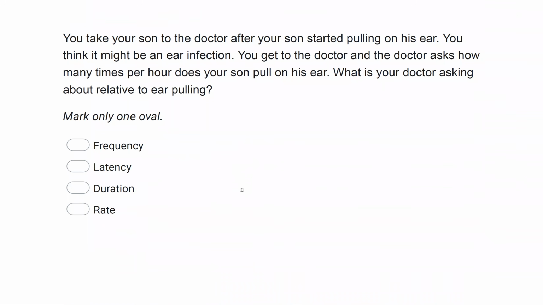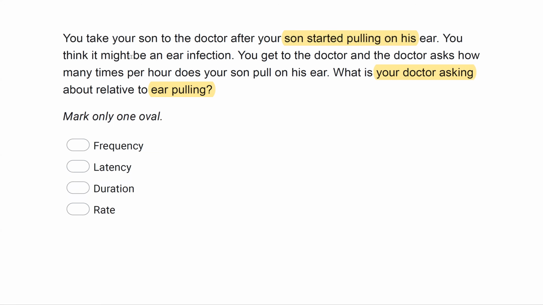You take your son to the doctor after your son started pulling on his ear. You think it might be an ear infection. You get to the doctor and the doctor asks, how many times per hour does your son pull on his ear? What is your doctor asking about relative to ear pulling? All right, we're talking about the doctor's behavior asking you something, and it's in relation to ear pulling. So what do we know? Remember, always do all your work up front. Do it in the question. You took your son to the doctor because your son was pulling on his ear.